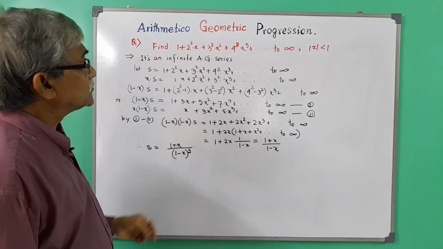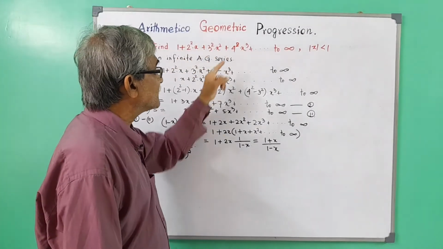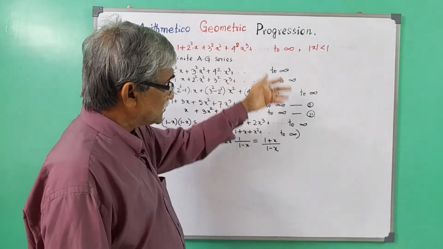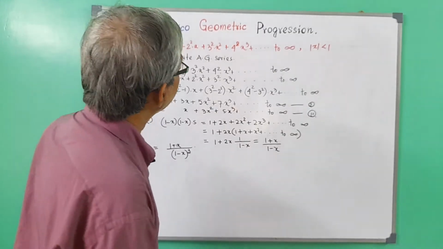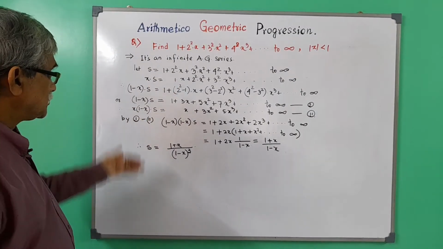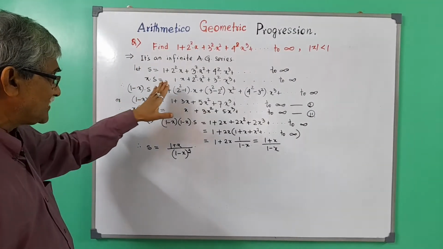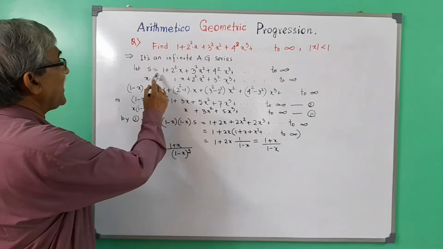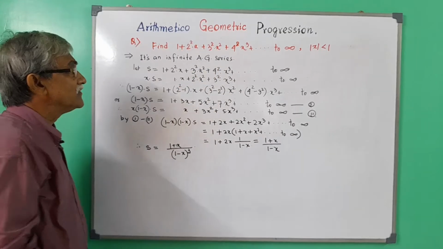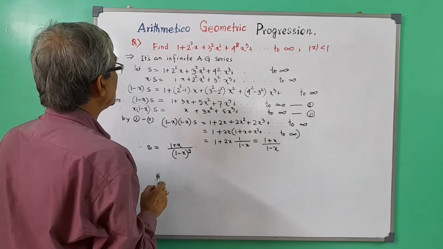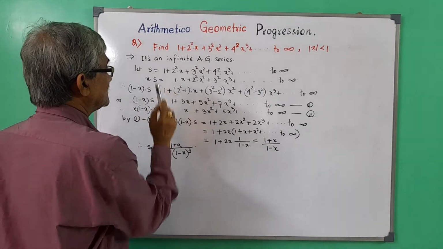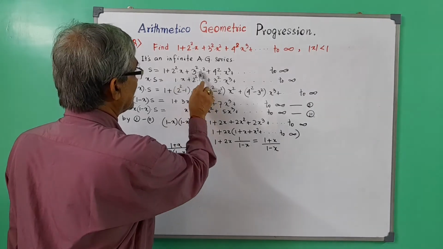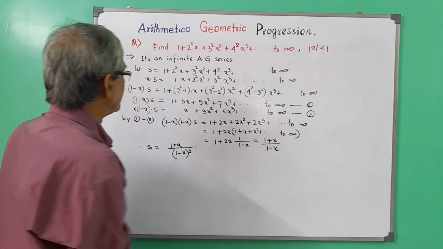That was the sum. Now, let us take another interesting sum, and probably the last sum of this video session. Find 1 plus 2 square x plus 3 square x square plus 4 square x cube plus dot dot dot up to infinity, where mod x less than 1, that is, x is a real fraction. So by observation it is clearly an infinite series. Let S be the sum of the infinite series.